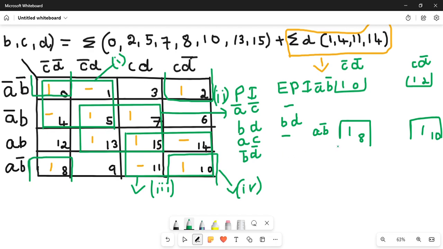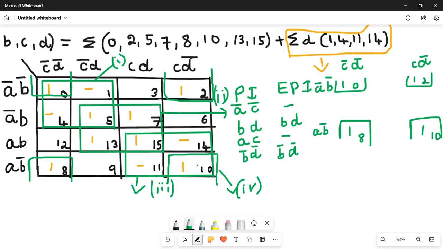And now your cell number 10. Your cell number 10 has been shared by cell number 14 here according to group 3. So the essential cell numbers are nothing but 2 and 8, which means your B bar D bar is an EPI, right? How is it an EPI? Cell number 2 is not shared with any other cell. Cell number 2 is shared with 10, but that cell number 10 is present in the same group of 4, whatever group of 4 we have made.